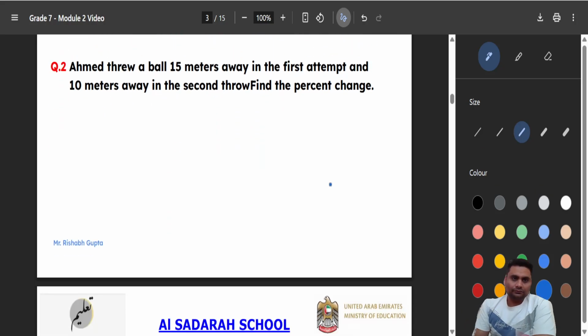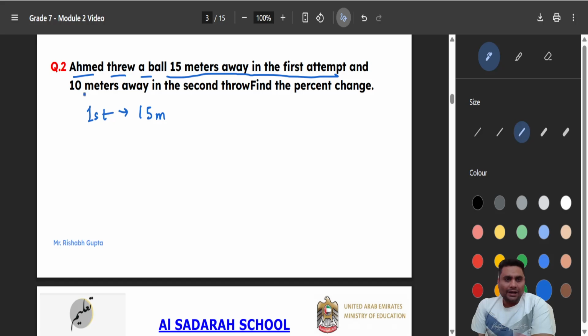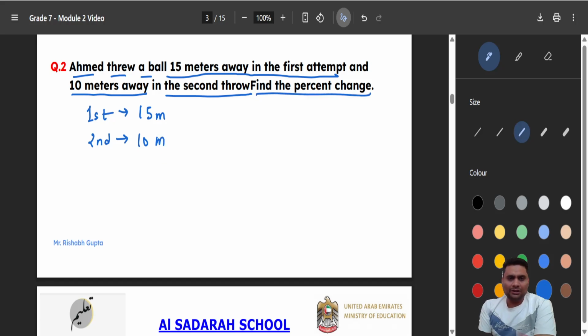Next question. Ahmed threw a ball 15 meters away in the first attempt. Initially he threw the ball 15 meters away, and 10 meters away in the second throw. Second time he threw it 10 meters away, right? Find the percent change. So let us find the change first.